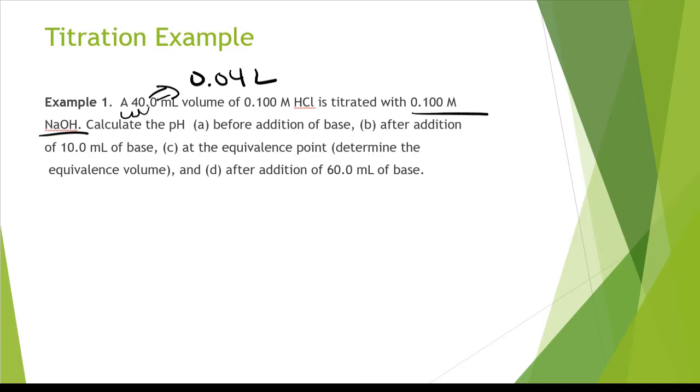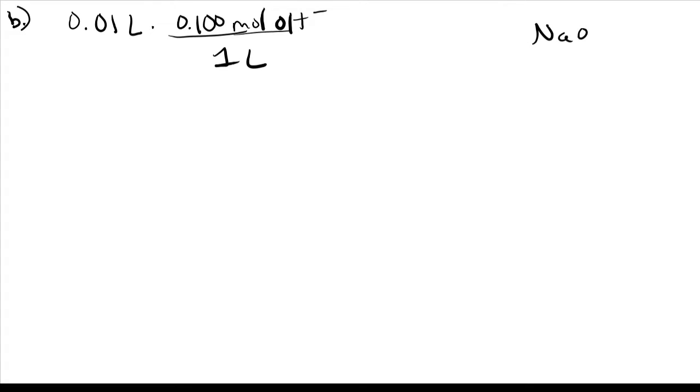Okay, so now let's go ahead and do part B. Part B is after addition of 10 milliliters of base. So now we have 10 milliliters, which is 0.01 liters. We added that much base, and the solution is 0.100 moles per liter. I'm just going to write OH minus because sodium hydroxide breaks into sodium ion and hydroxide, and hydroxide is really what you're looking for. So liters cancel out. That leaves you with 0.001 moles.